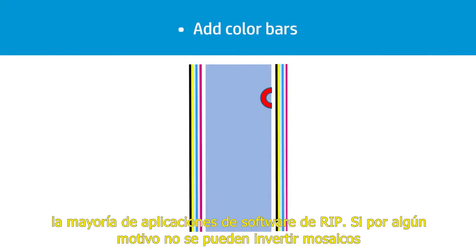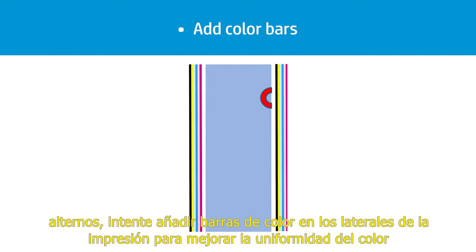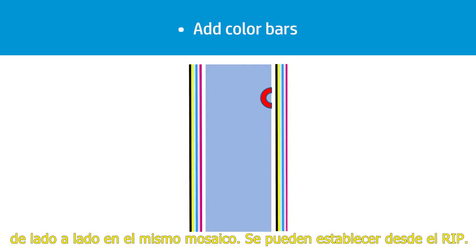If for any reason you cannot invert alternate tiles, then try adding colour bars at the sides of the print to improve colour consistency side to side in the same tile. These can be set from the RIP.